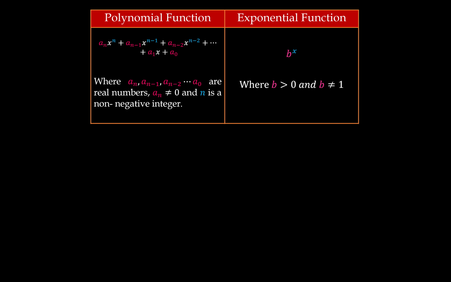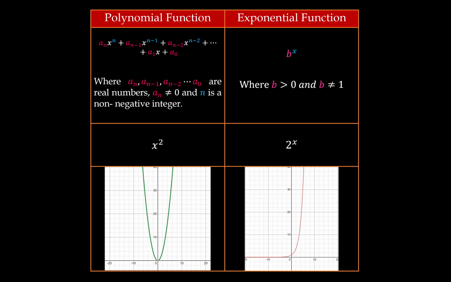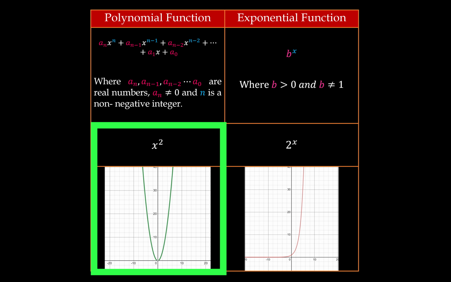The major difference between a polynomial function and an exponential function is their rate of growth. If we look at these two graphs, we can see that a polynomial of degree 2 grows much slower than an exponential function with base 2. This is why pandemics and influenza can turn into a crisis, since the reproduction rate of a virus acts exponentially.